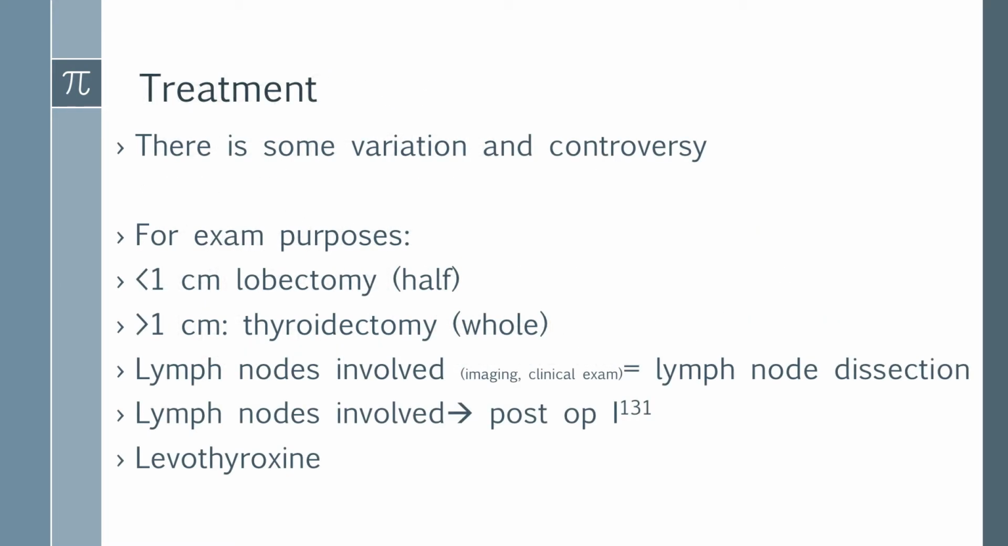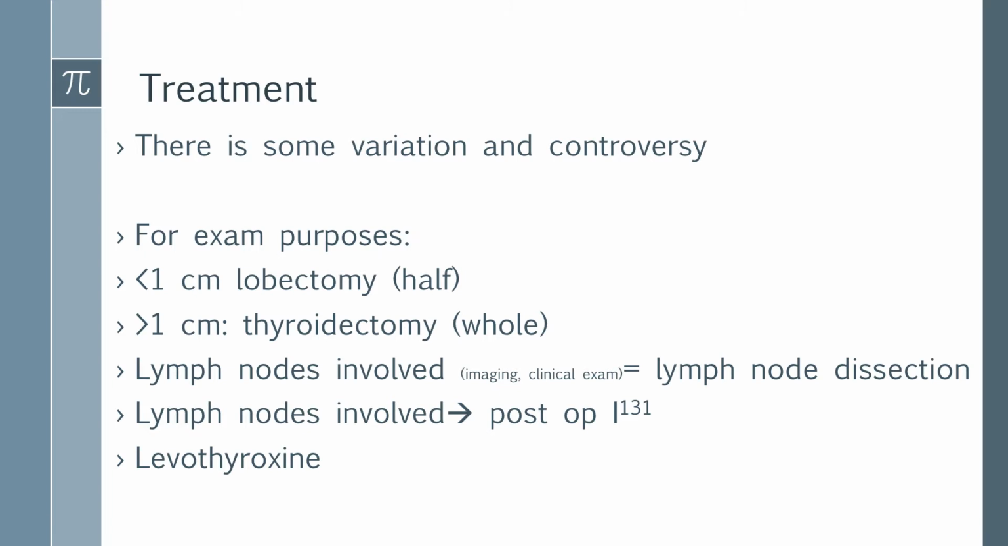So treatment. There's a lot of controversy and variation in what each surgeon does, but there are some rules you want to follow. If it's less than 1 centimeter, you take half the thyroid. It's called a thyroid lobectomy. You take one lobe of the thyroid. If it's more than 1 centimeter, then you do a thyroidectomy. So, 1 centimeter cutoff. More than 1 centimeter, you do a thyroidectomy. Less than 1 centimeter, you do a lobectomy.